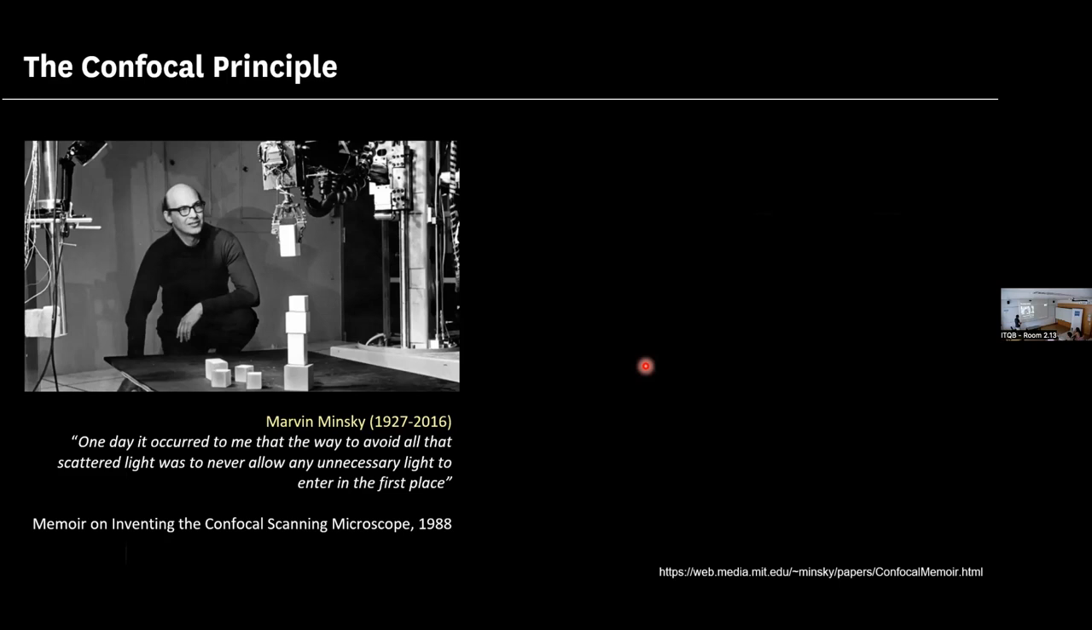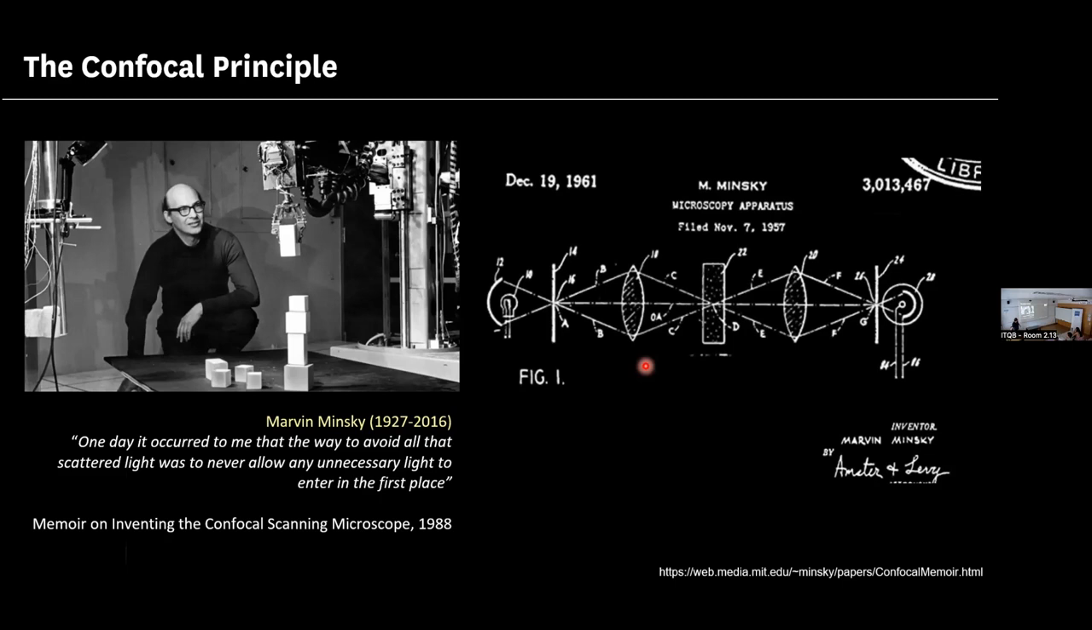He wrote in his memoirs that the way to avoid all the scattered light was to never allow it to enter the detector in the first place. So we would always want to see what's on the focal plane. This is his patent, and what you see here is a very intense light source that will be emitting light. On this side is the detector. This is the object here, and the idea is to illuminate the object in just a single point through a lens, through a pinhole. If light goes through a pinhole that is placed in the conjugate focal plane of the sample, light will be focused just in the focal plane of the object.